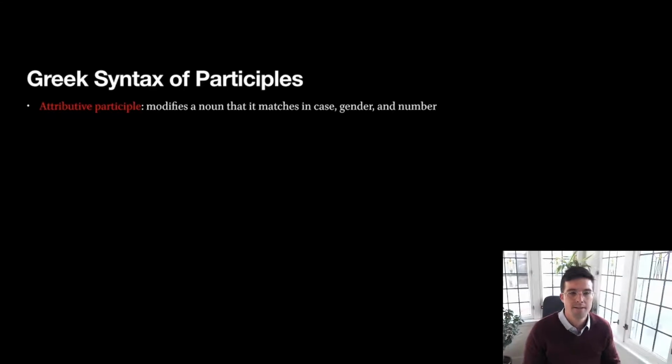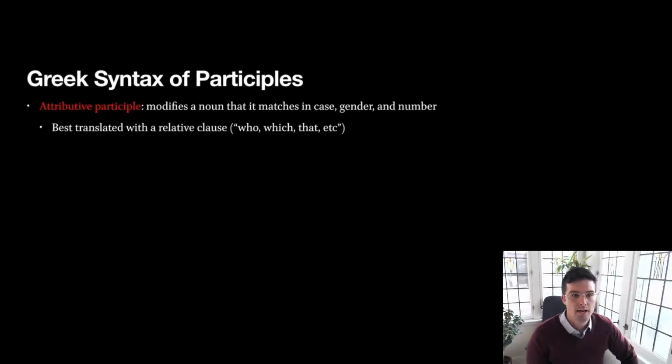So we've already gotten the different kinds of participles out there. An attributive participle is going to modify a noun, and it's going to match it in case, gender, and number.